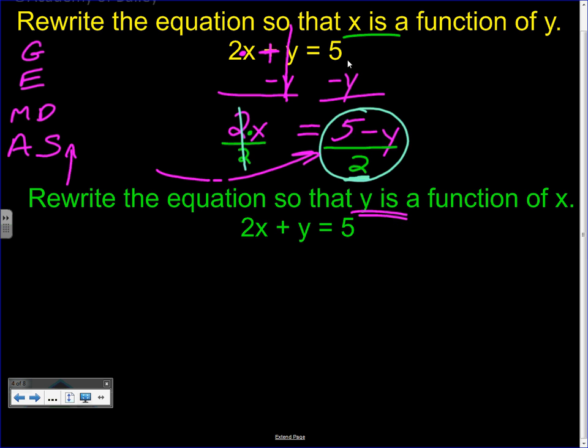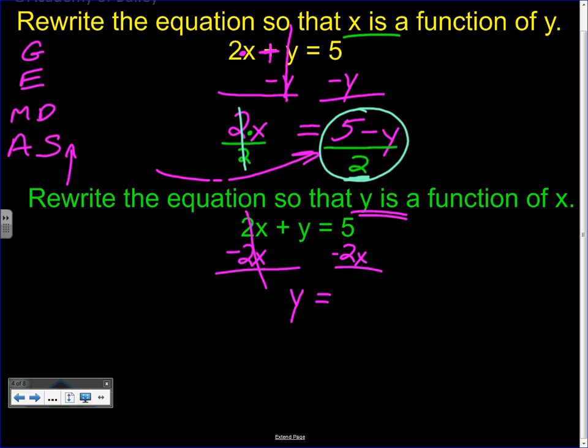So how do we get rid of adding 2x to y? Subtract 2x. And remember, we're subtracting 2x from both sides of the equal sign. 2x minus 2x is 0x, which is the reason why we usually cross it off, because 0 times x is 0, and 0 plus y is just y.